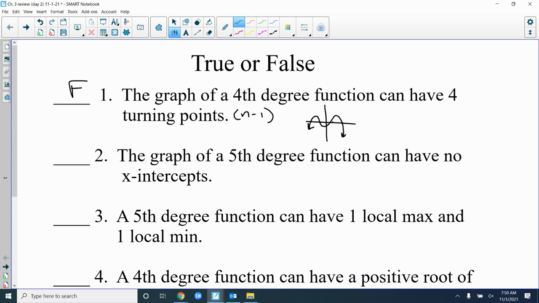So you want to think, all right, can I draw it out? Can I draw a fourth degree function, making every root have multiplicity 1, that has 4 turning points?